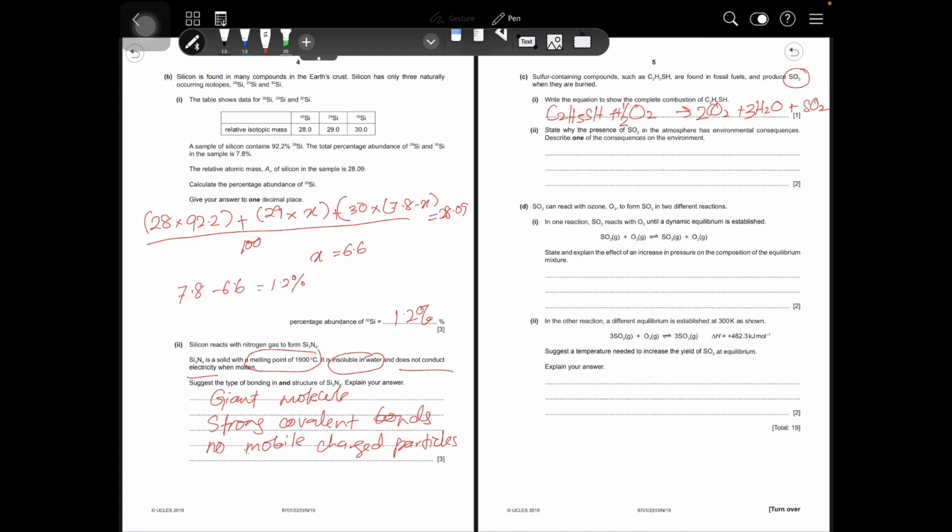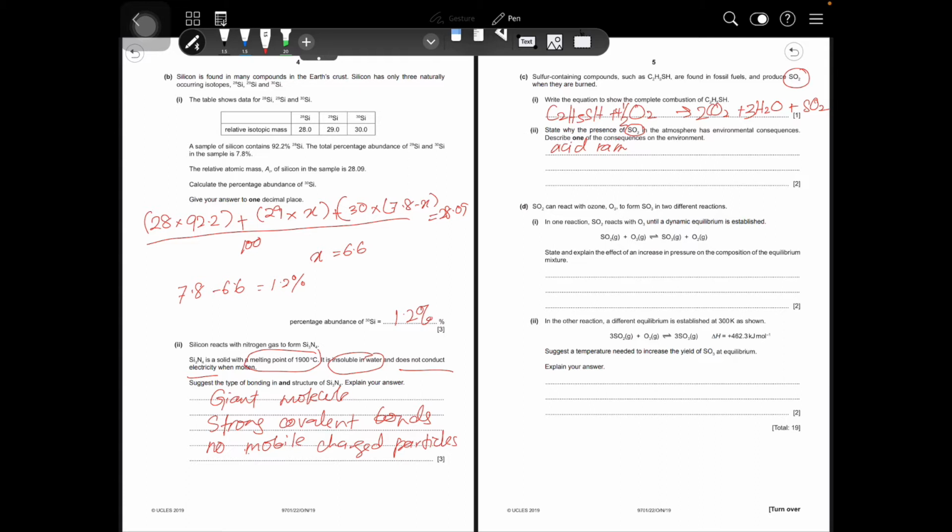To state why the presence of SO2 in the atmosphere has environmental consequences, describe one of the consequences to the environment. So remember, this SO2 in the presence of nitrogen dioxide can be oxidized into sulfur trioxide. And this sulfur trioxide can react with water or in the form of rain to form acid rain. Describe one of the consequences.